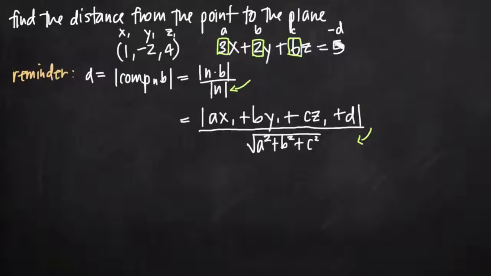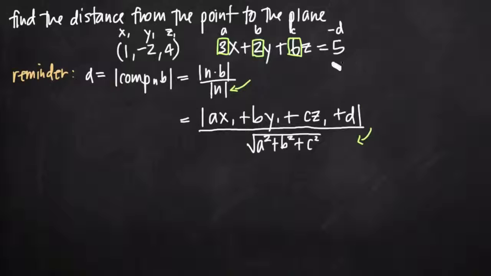So now let's talk a minute about -d right here. In this formula where we have a times x sub 1 plus b times y sub 1, etc., we have this plus d value here. We're taking these values assuming that the equation of the plane is in a form such that all non-zero terms are on the left-hand side, and this equation is equal to 0 on the right-hand side.